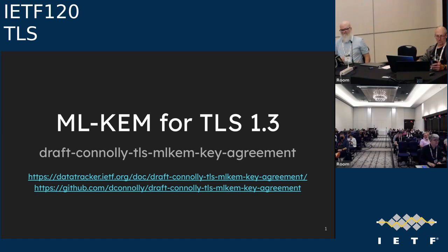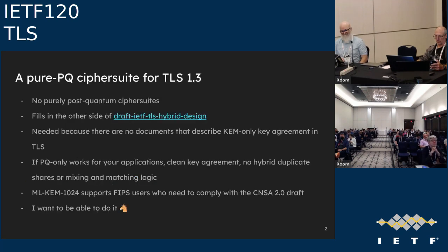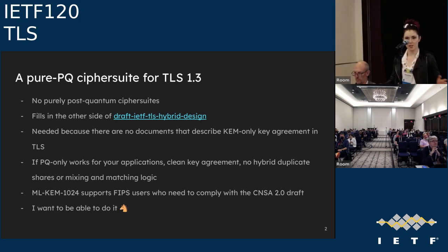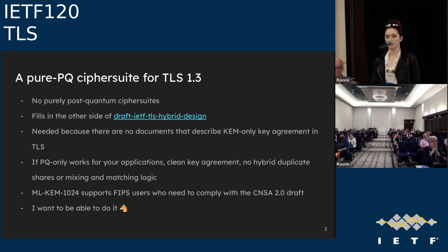Hello, this is re-upping something I introduced, I don't know, last meeting, the meeting before, I don't remember. This is just a document to lay out how to do key agreement in TLS 1.3 with just ML-KEM, the future FIPS draft that's supposed to drop any day now or next month. This is very, very similar, but not the same as the hybrid key agreement thing that we are very happy with and I'm going to talk about next.